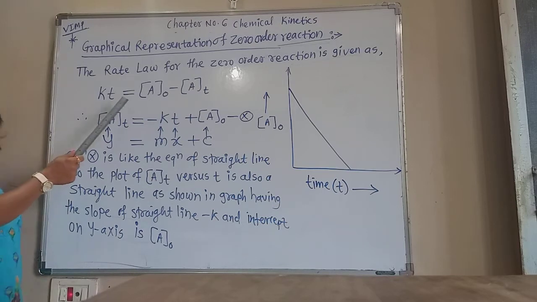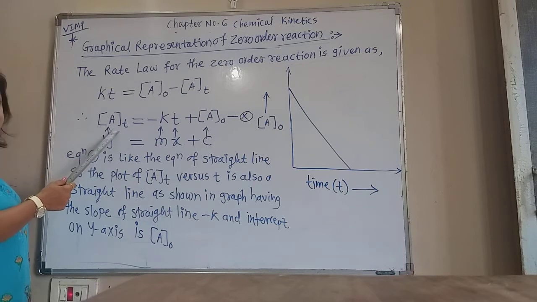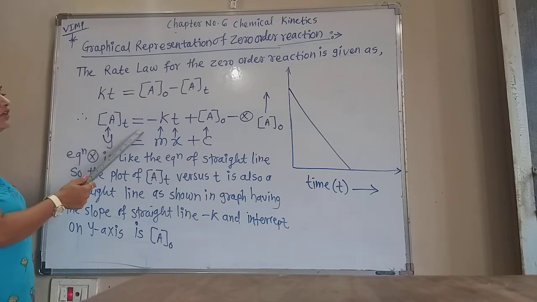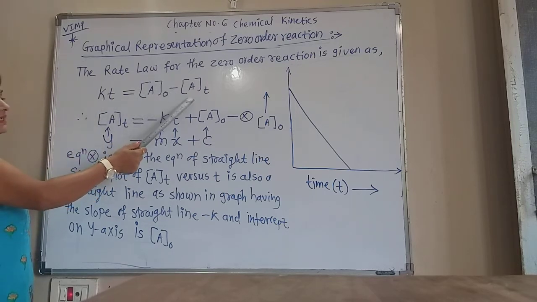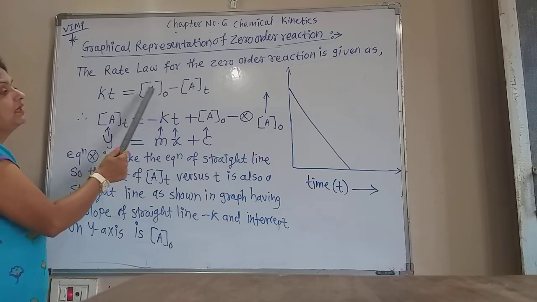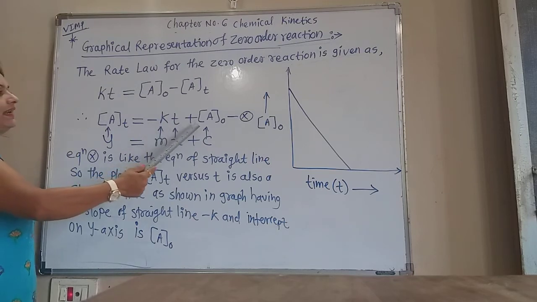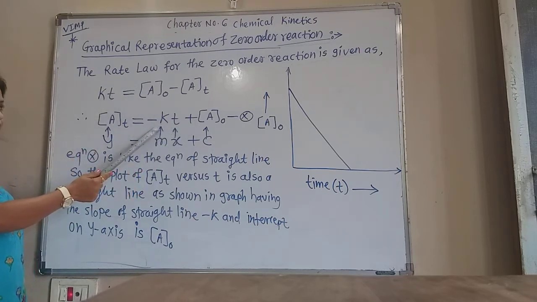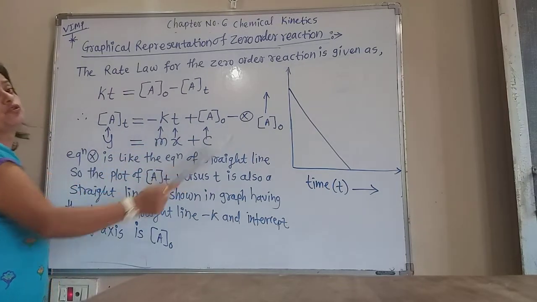If we rearrange this rate law in this way, suppose this At comes here. So At, the concentration of A at time t, is equal to, now this negative sign goes to this kt. So At is equal to minus kt plus A0. Suppose this At comes on the left hand side and kt goes to the right hand side, then kt acquires the negative sign. And this A0 is there with a plus sign. Now this is equation X, suppose.